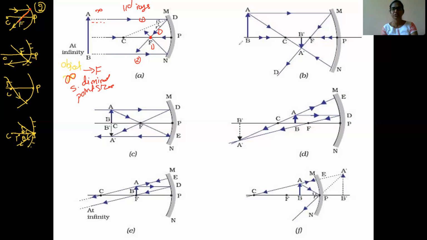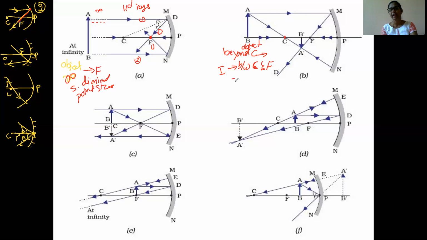And the next condition is when you take an object behind C. This is the center of curvature. Behind C means here you take an object. AB here is the object we have taken. When you take the object behind C, see the table, where will you get the image? You will get the image between C and F. This is the image position.